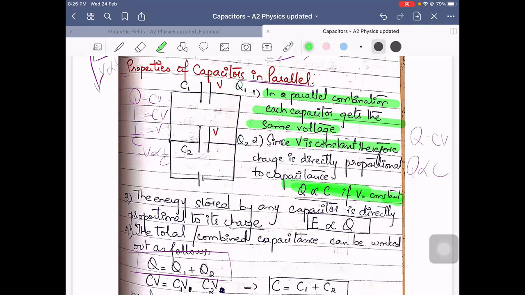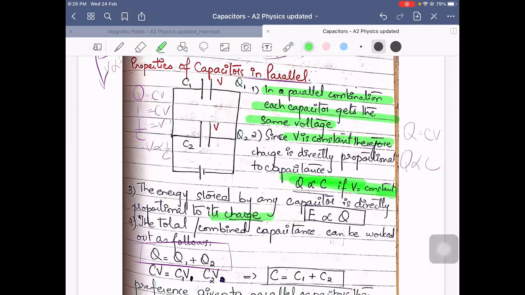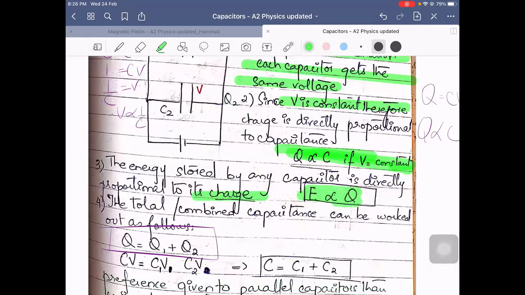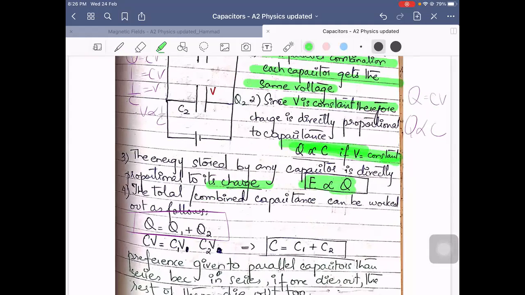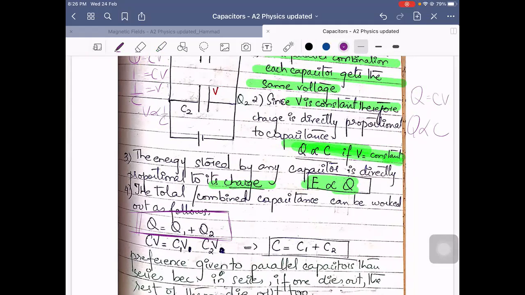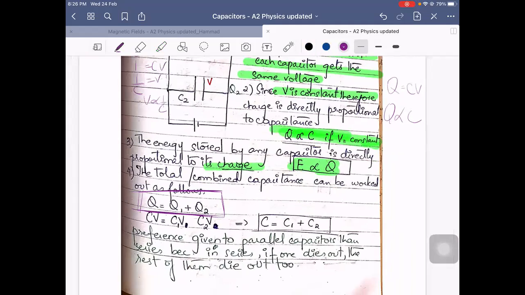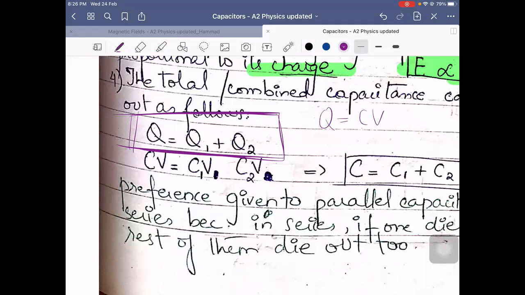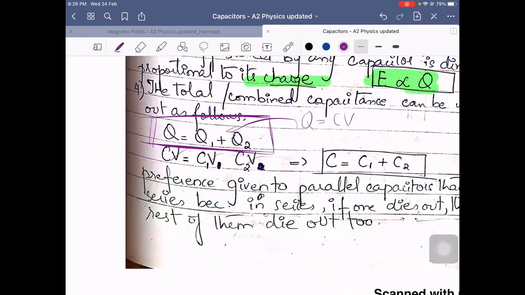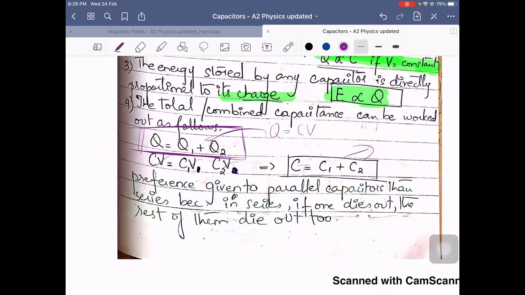The energy stored by any capacitor is directly proportional to its charge, and the total combined capacitance can be worked out as follows. Your total charge is equal to the sum of the charge on each capacitor. Thereby, according to Q equals CV, your V is constant. In place of Q, you simply substitute C1V, C2V. All the V's cancel off and you get a relationship: C total is equal to C1 plus C2.